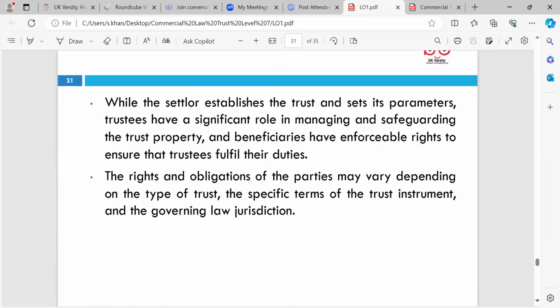While the settlor establishes the trust and sets its parameters, trustees have a significant role in managing and safeguarding the trust property, and the beneficiaries have enforceable rights. So both parties do have rights in regards to their obligations, and in regards to enforcing any rights to ensure that the trustees fulfill their duties. So it's really important to make sure that the trustees are fulfilling their duties, because if they're not, they're breaching their fiduciary duties.